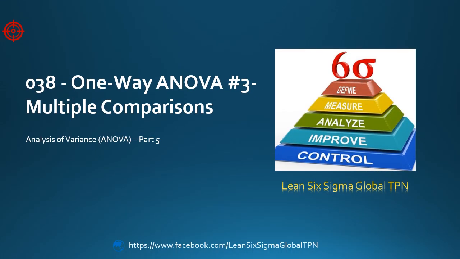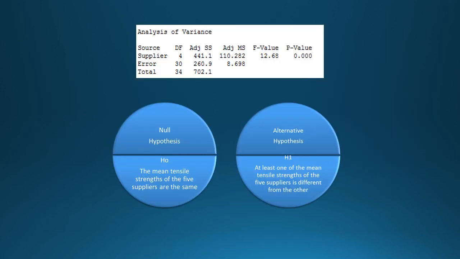Hello friends, so let's talk about the multiple comparisons in one-way ANOVA. Recall that ABC uses nylon fiber from 5 different suppliers to manufacture automobile safety belts.